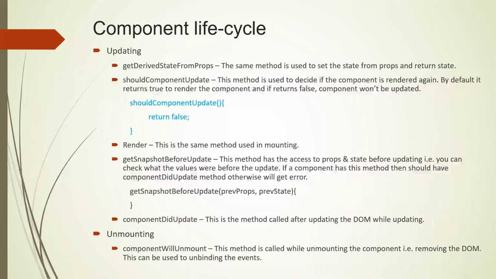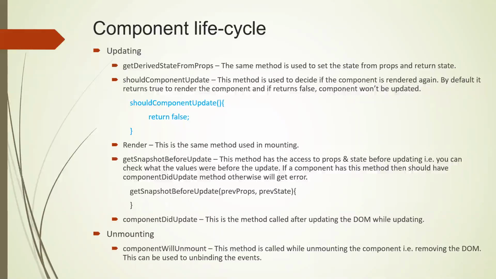Sometime back, in the counter example, I showed that I'm passing that previous state parameter. So previous state and previous props are set with the current state. And whenever there is a state change, you can compare the current state with the previous state by using these previous props and previous state, based on your application requirement. Once it is done, you can use componentDidUpdate. This is used as a flag saying the component is updated successfully.